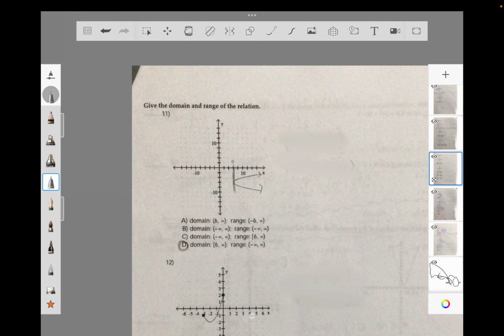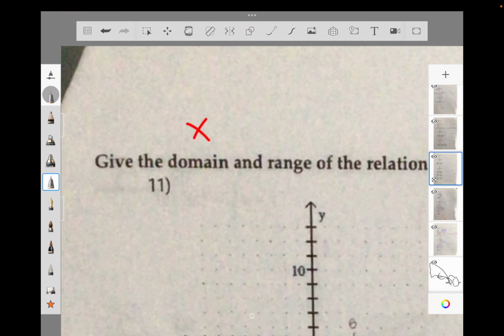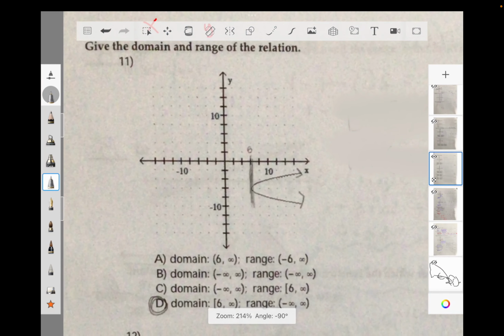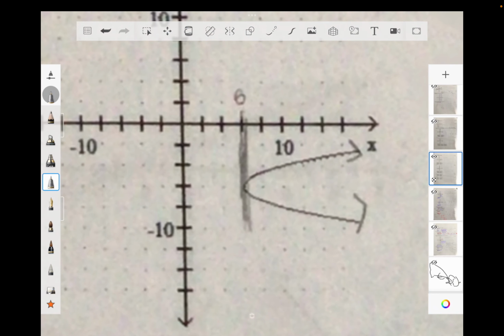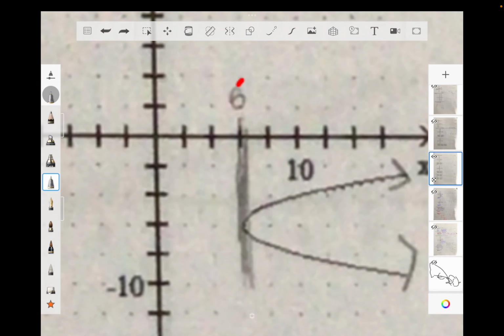Give the domain and range of the relation. Remember, domain is x, this is y. So for the domain, you could see right here, this will be 6. If you don't know that, if you see a 10 right here, there's 1, 2, 3, 4, 5 spaces. That means it goes in increments of 2. So it goes 2, 4, 6, 8, 10, which is 10 right here. Okay, so we know this is 6.